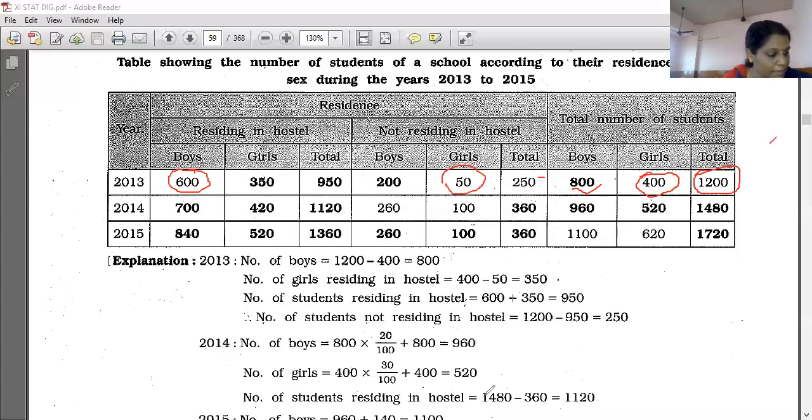What they said, 20%, there is an increase of 20%, right? In the year 2014, what they said, that there is an increase of... this upside arrow is showing, that is the sign of increase. Increase of 20% in the number of boys. In the number of boys means total number of boys. So 20% of what will we calculate? We'll take the 20% of 800.